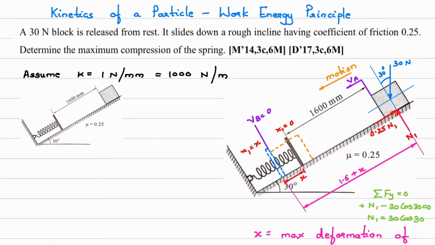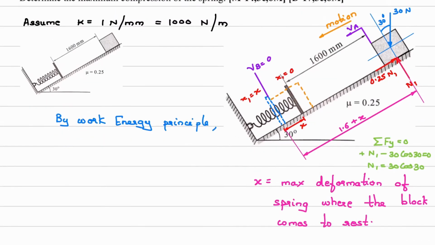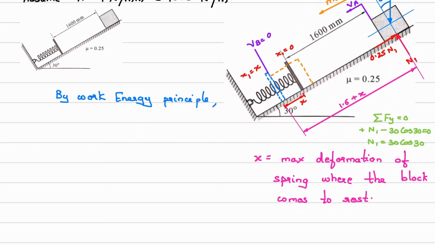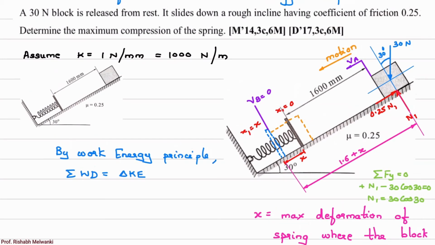So what is the work energy principle? I'll write it down. By work energy principle, what can I write down? Summation of work done is equal to change in kinetic energy. Okay, now we will understand the diagram. FBD part we will understand.